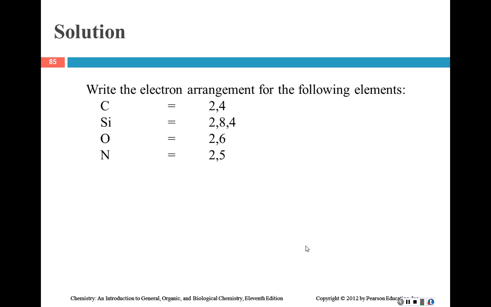Right. So carbon is atomic number 6, 2, and then 4. Silicon is atomic number 14. You have 2, then 8, then the third level you only have 4. Oxygen is number 8, 2, and 6, and nitrogen is 7, so you have 2 and 5. So none of these are filled in these outer shells, right? They still have room for more electrons. That gets important later when we start looking at chemical bonding.